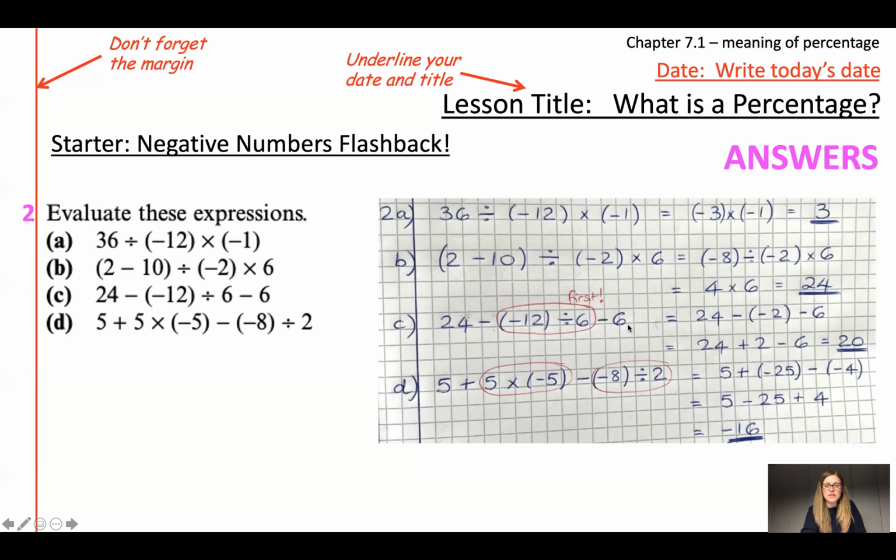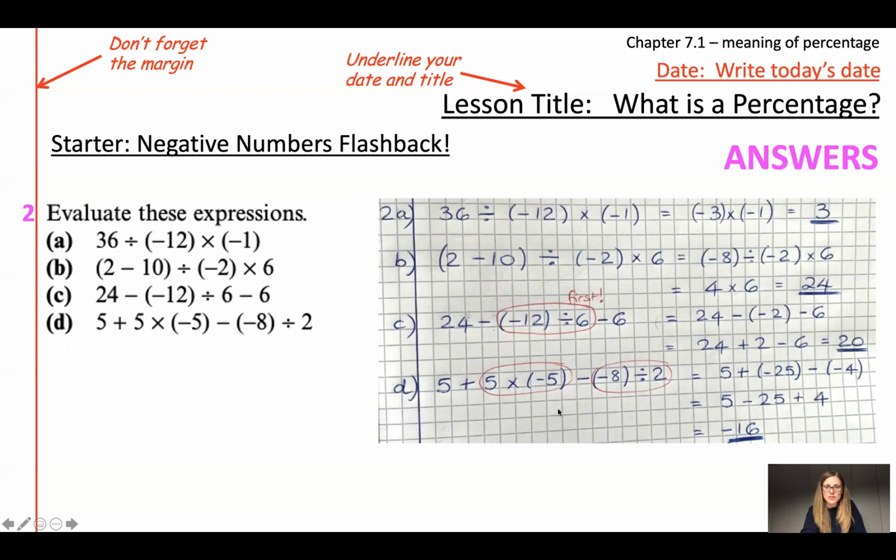This one, really, really tricky. You need to do the middle bit first. Negative 12 divided by 6 gives us negative 2. 24 subtract that negative 2 is going to be 24 plus 2, which is 26. And then subtracting 6 gives me 20.